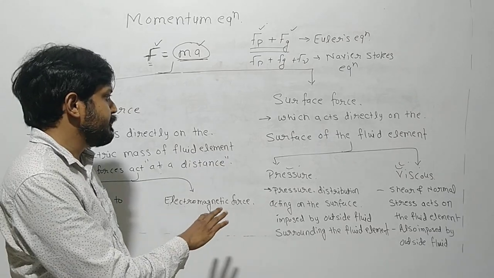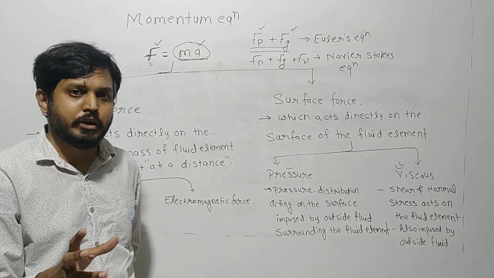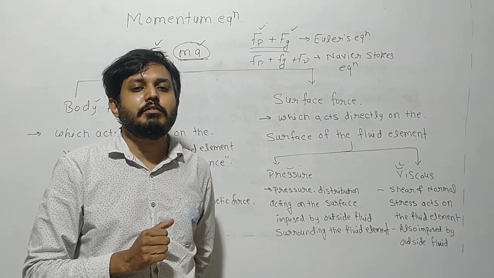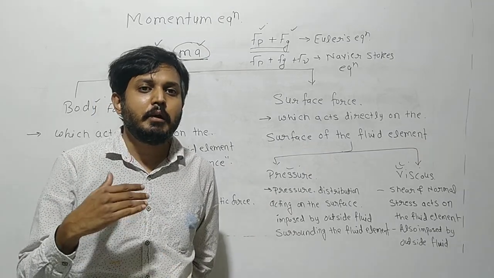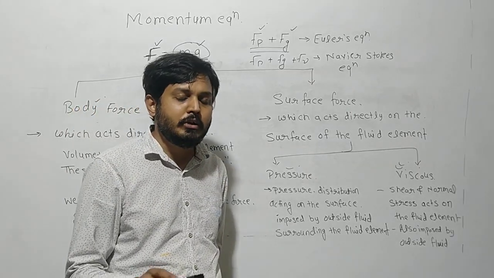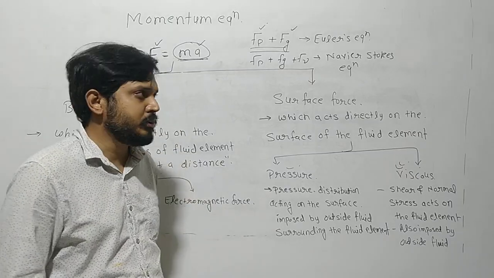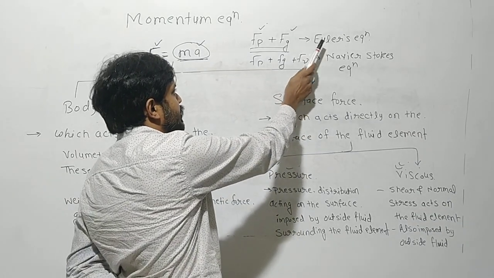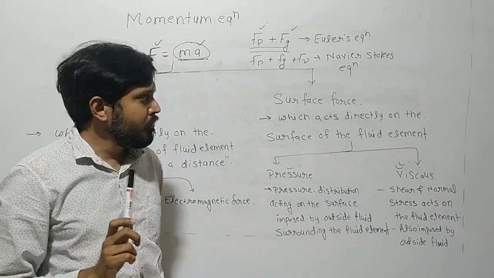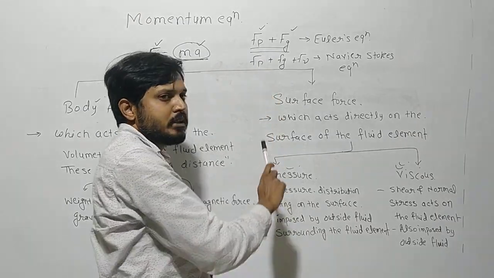Next, the important surface force acts directly on the surface of the fluid element, just like shear force. But the primary surface force is pressure force, through which fluid will flow. Fluid flow is possible due to pressure difference only, so pressure is a must. That's why for our momentum equation, the Euler equation, we have to consider pressure. We can skip the viscous force for ideal cases, but we cannot skip the pressure force.